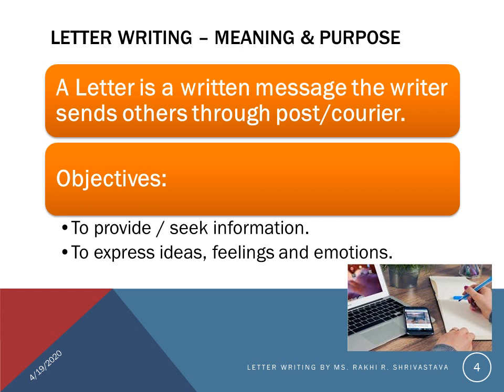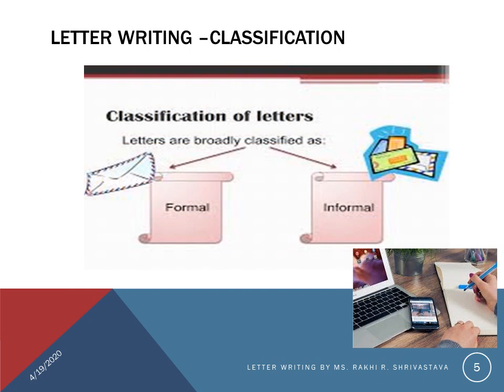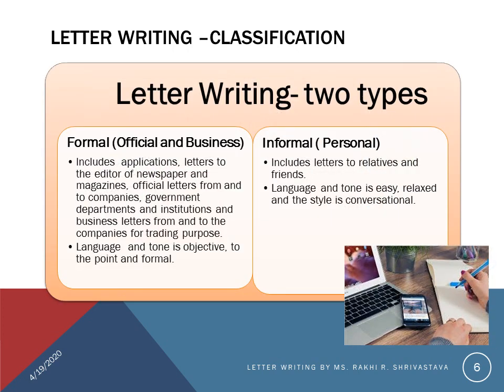When we are writing a letter, what is the objective? Number one, to provide or seek information on some important topics, on some important issues, on some important events. Secondly, to express your ideas, feelings and emotions. Now, after learning about its objectives, we should know what are its categories. We all know it is divided into two categories, formal letter and informal letter.